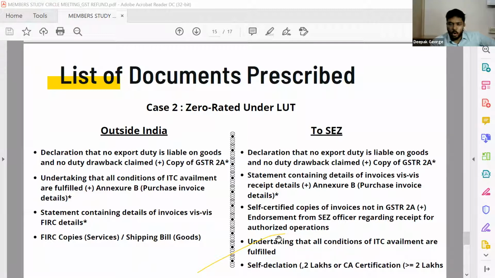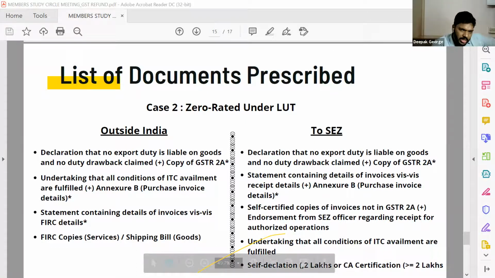So, only if all these are obtained and uploaded, along with the GST RFD 01 application, can you think of getting a refund order passed in RFD 06. So those are the list of documents.